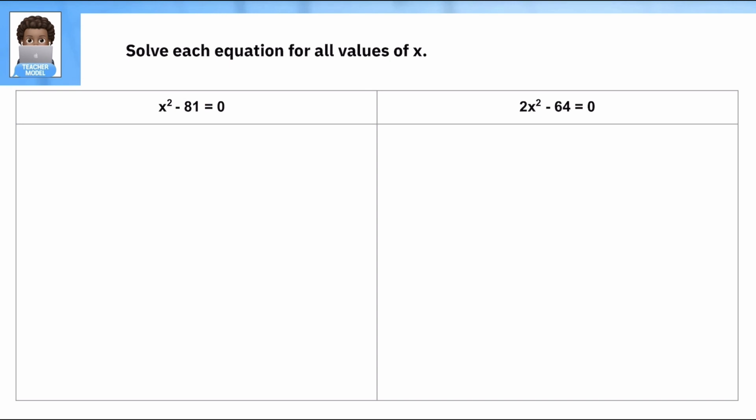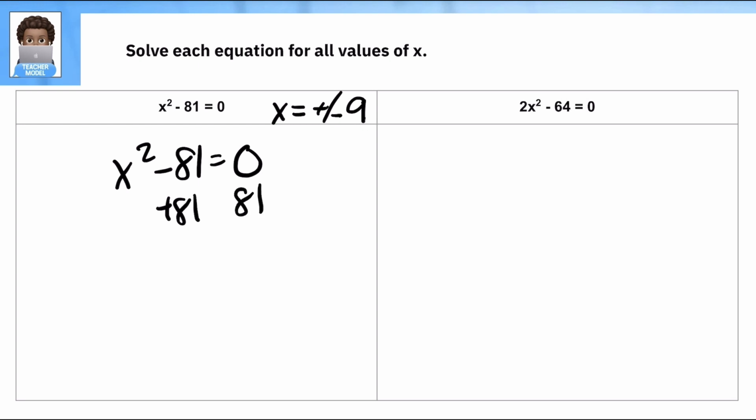Okay, it's your turn to try a few guided practice problems. Try the first one on your own. Hit pause and try it out. Okay, and we'll do the reveal in 3, 2, 1. x is equal to plus or minus 9. So this one was pretty simple. All you had to do was transfer over the 81 and then find the square root of 81, which is 9.